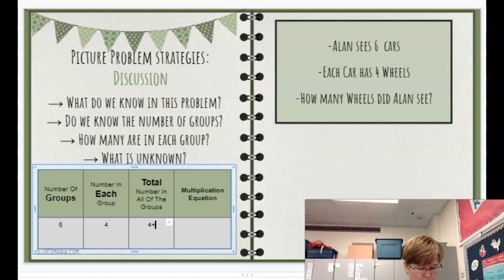So 4 plus 4 plus 4 plus 4 plus 4 plus 4 equals, so let's skip count to get here, 4, 8, 12, 16, 20, 24. I counted 4 6 times and I came up with 24. My multiplication equation is going to be 6 groups of 4 equals 24. This is the number of groups. This is the number in each group.